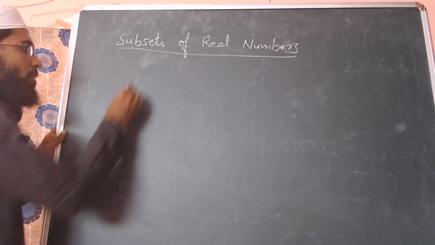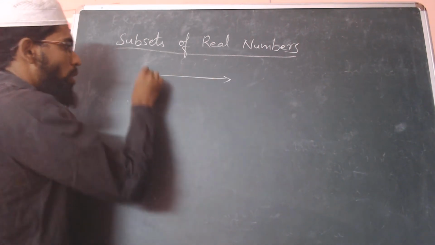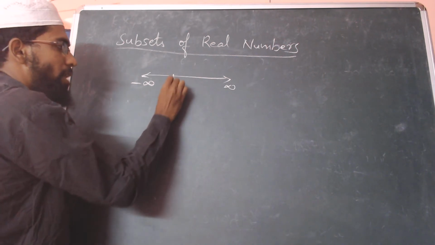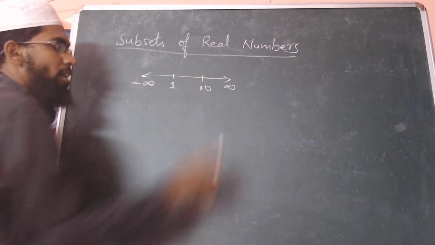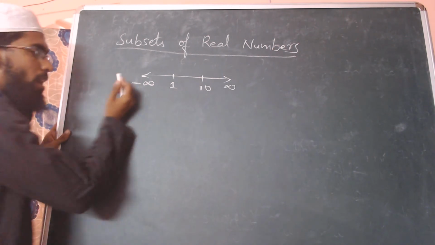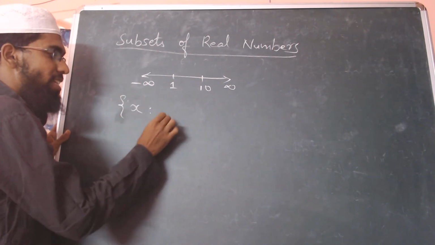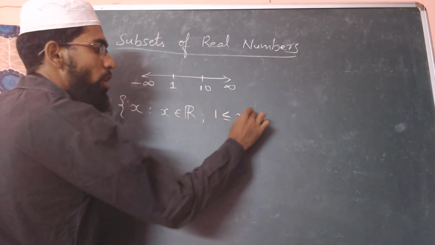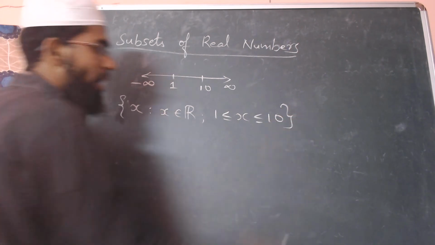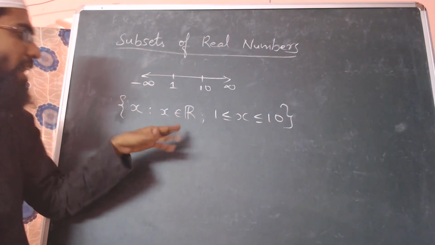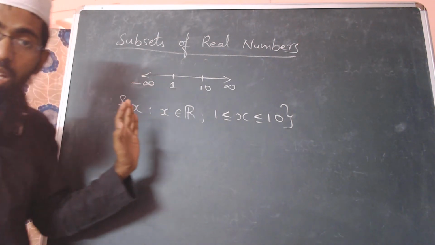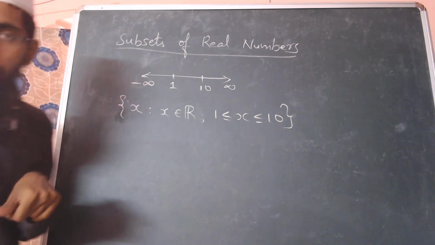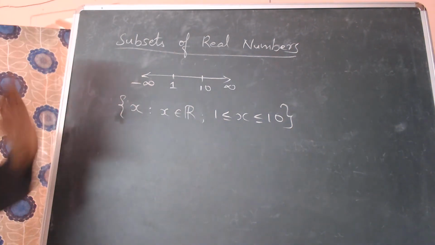For example, from the entire real numbers, you know how to draw a real line, minus infinity to plus infinity. From here I am just taking, for example, 1 and 10. Now I am taking the set of all x such that x belongs to the real numbers and x lies between 1 and 10. This set has all the real numbers from 1 to 10, not 1, 2, 3, 4, 5, 6, 7, 8, 9, 10 alone. It will have all the real numbers from 1 to 10. This is of course a subset of real numbers.